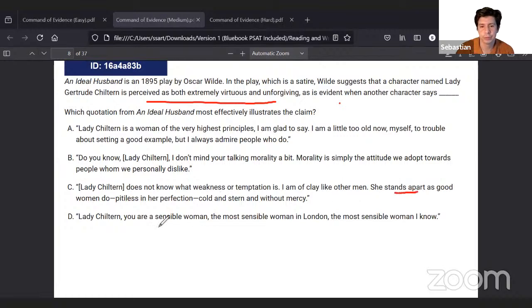Okay, so the answer here, if we look, this one tells us that she stands apart as good women do. She's perfect. She does not have weakness. So like A, where it says she has high principles, it gives us the virtuous part. But then also C tells us she's cold and stern, without mercy and pitiless. So that tells us that she's unforgiving. So D doesn't have anything to do with it. B doesn't. A does a little bit, but ultimately it is C that does both parts, right?